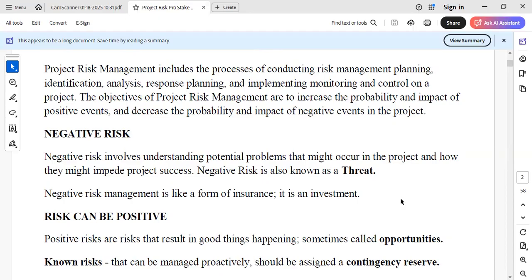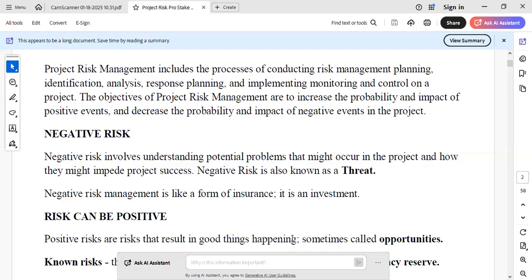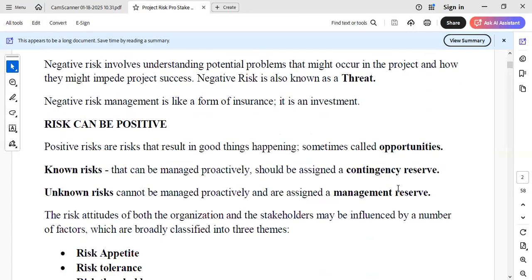Negative risk has to do with the understanding of potential problems that might occur in the project and how they might impede the project's success. This is what some persons would call threats. But opportunities are also unplanned events, and these are what we call the positive risk. These are risks that can result in positive consequences.